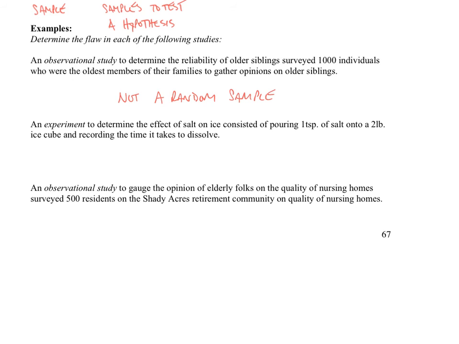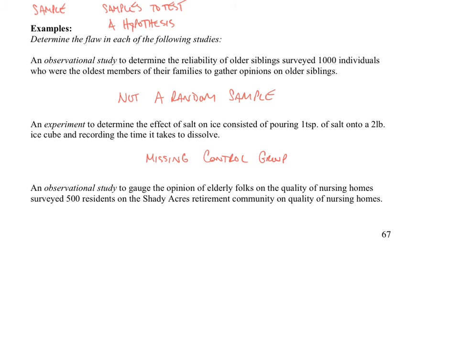So we've got our experimental group. We're watching the salt melt the ice, but what would be great is if we had another ice cube next to it that salt does not come into contact with, and we can see how long that one melts. And then we can compare the two results. So we're missing our control group here.